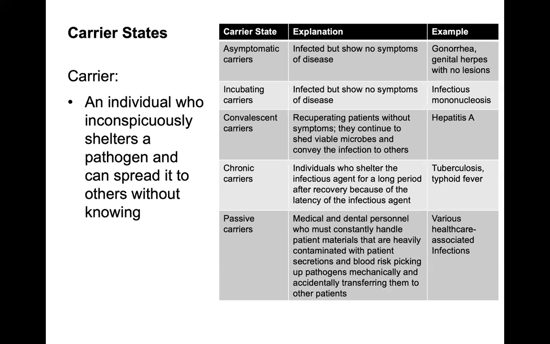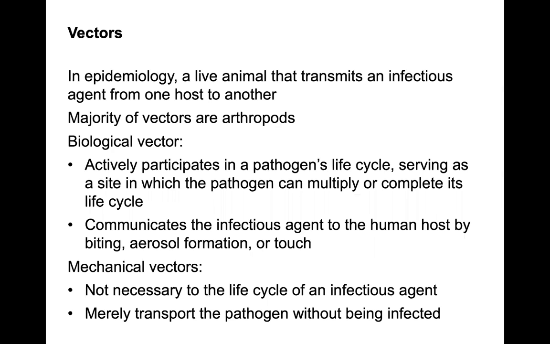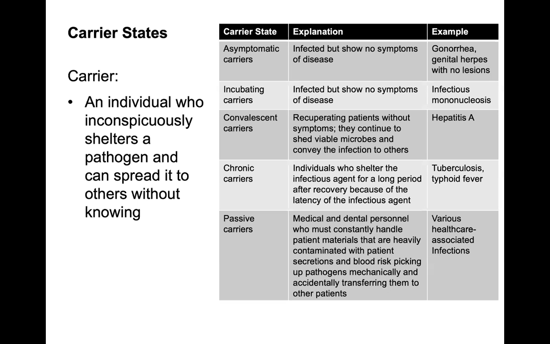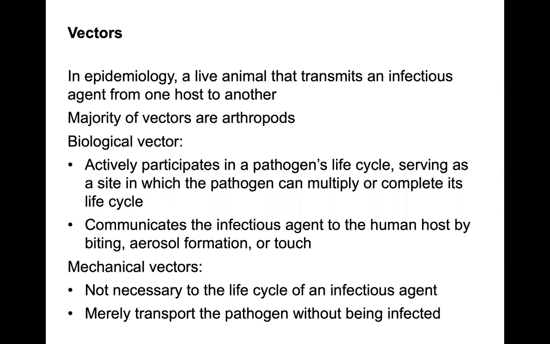Carrier states. A carrier is an individual who inconspicuously shelters a pathogen and can spread it without knowing. And again, you can see some of the carrier states here. We have asymptomatic carriers, symptomatic carriers, incubating carriers, and convalescent carriers. So look at these different examples here.